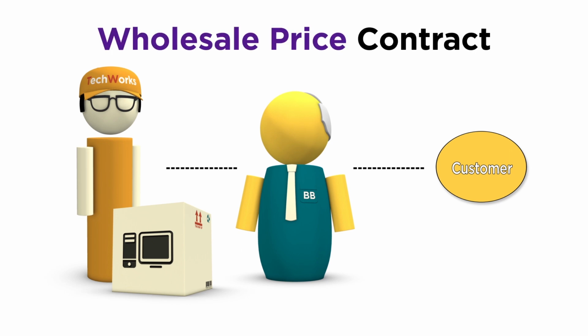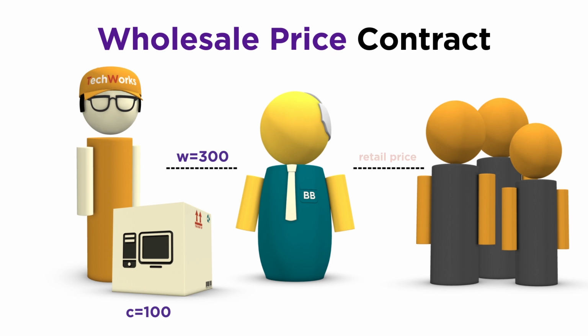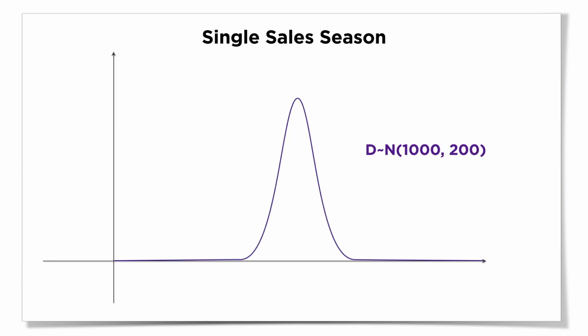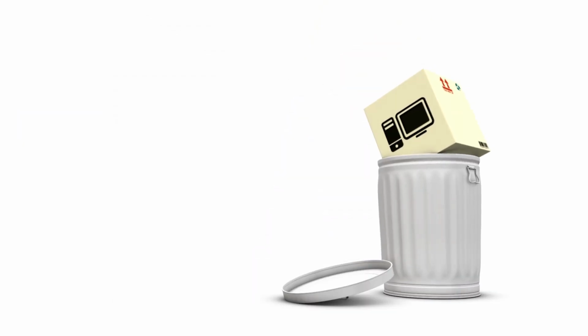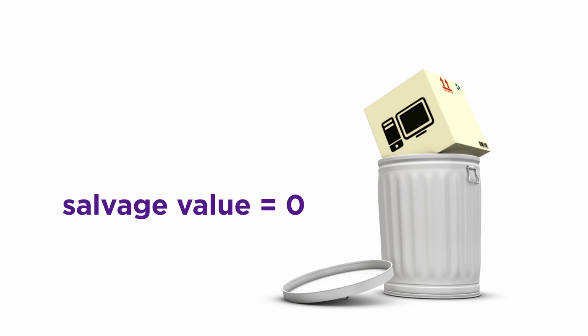Under this contract, TechWorks has a per unit production cost of $100 and offers to sell to Big Box at the wholesale price of $300. Big Box then sells to consumers at the retail price of $400. Consider a single sales season in which the consumer demand is normally distributed with a mean of 1,000 and standard deviation of 200. We assume that any unsold units at the end of the sales season have zero salvage value, and any unmet demand will be lost.